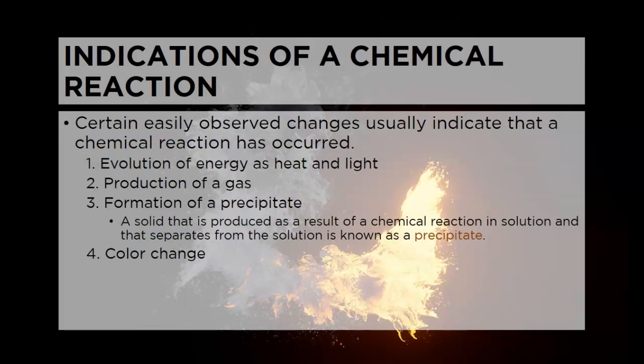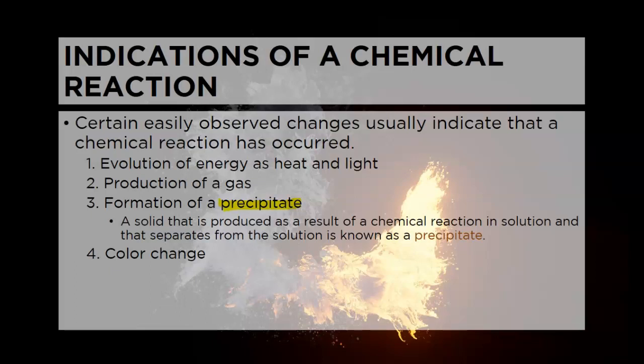And then the formation of a precipitate. If you mix 2 clear solutions together, and it comes out blue or it comes out yellow, that's usually a precipitate being formed. A precipitate is just a solid that drops out of the solution. We're going to do a lab on this too. We're going to see some precipitates form from mixing solutions together.